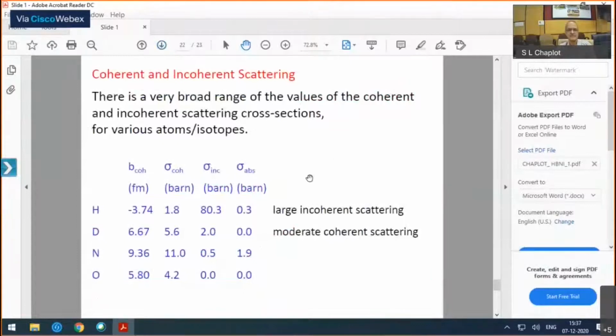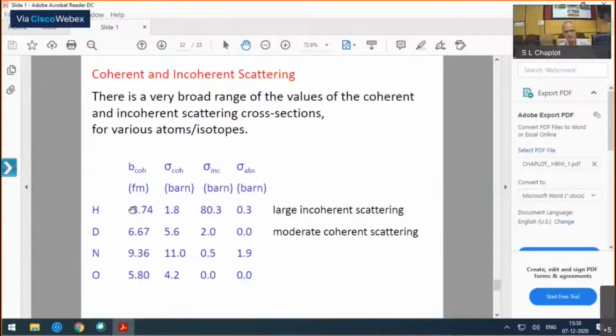Okay. Now let's look at some numbers. Let's see what kind of cross sections we have for coherent scattering and incoherent scattering from various atoms. There is actually a very broad range of values of the coherent and incoherent scattering cross sections for various atoms, and these are typical examples. Say hydrogen and deuterium, which are two different isotopes. The hydrogen isotope has a scattering length, which happens to be negative.